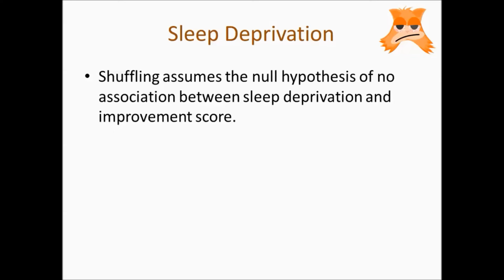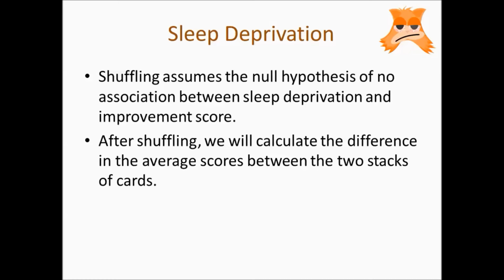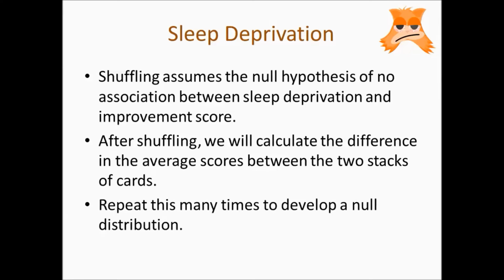The shuffling, again, assumes the null hypothesis of no association between sleep deprivation and improvement scores. After shuffling, we will calculate the difference in the average scores between the two stacks of cards. And then we'll repeat this many times to develop a null distribution.